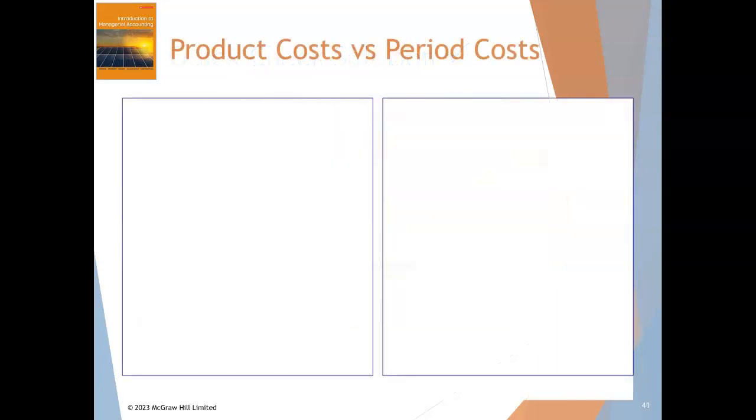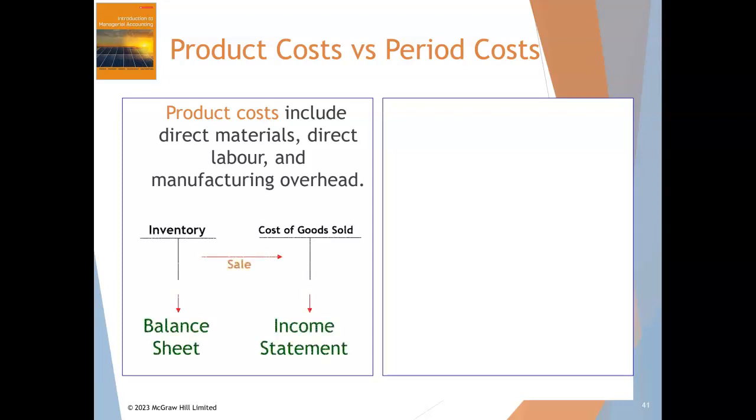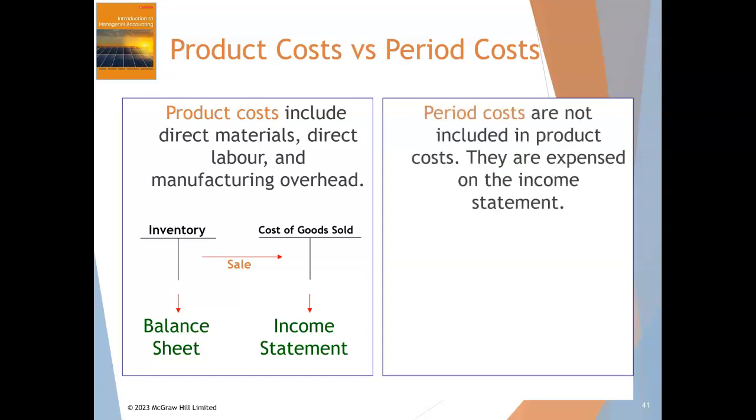Product costs versus period costs. Product costs include direct materials, direct labor, and manufacturing overhead. Inventory is on the balance sheet. When you sell it, it goes into cost of goods sold, which is on the income statement. Period costs are not included in product costs. They are expensed on the income statement directly. It's an expense on the income statement.